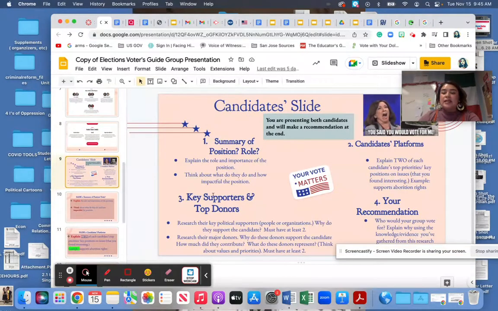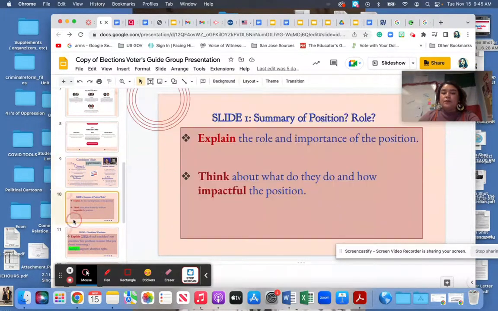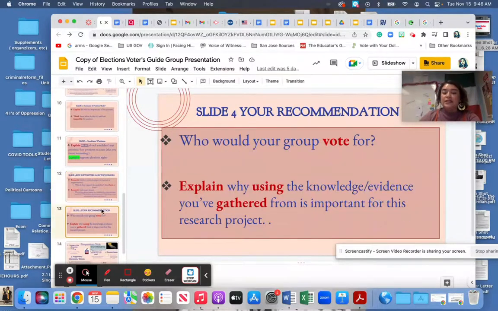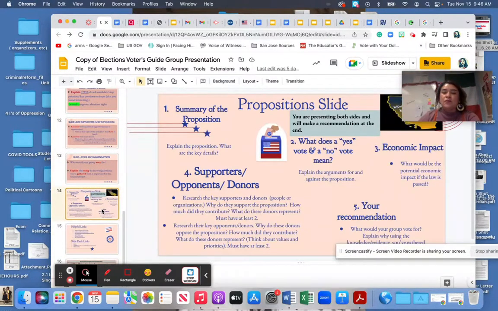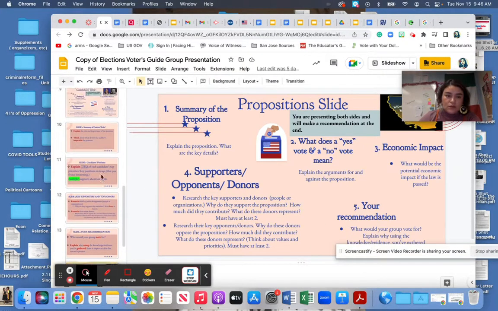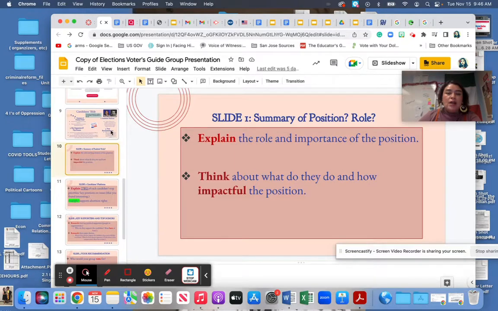These are the slides, and in the slides, this is the information I'll be giving you that you will need to find. And the same goes for the proposition slides. Slide 1, what is a summary? Slide 2, what does a yes vote and a no vote mean? Slide 3, what's the economic impact? Slide 4, who are the supporters or donors? And slide 5, what's the recommendation that you need? And this goes for our candidate slide, okay?